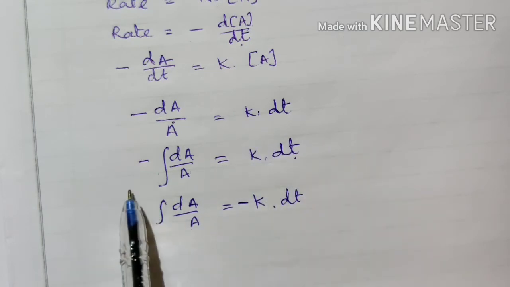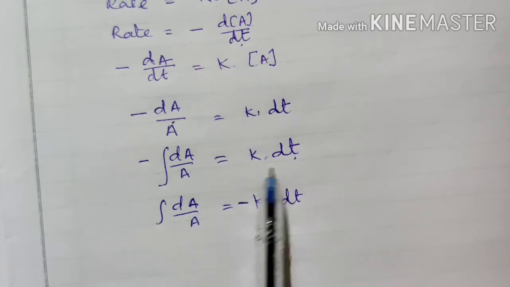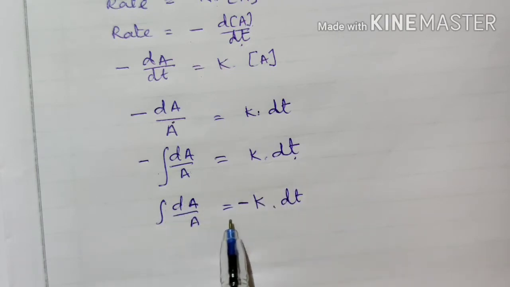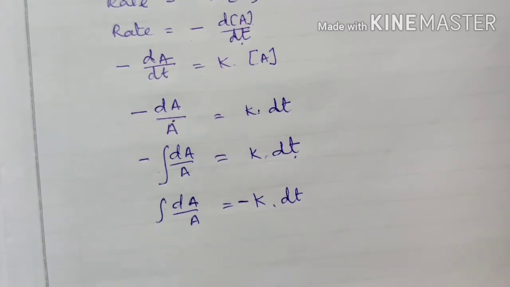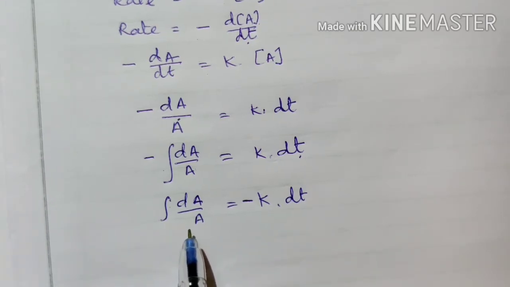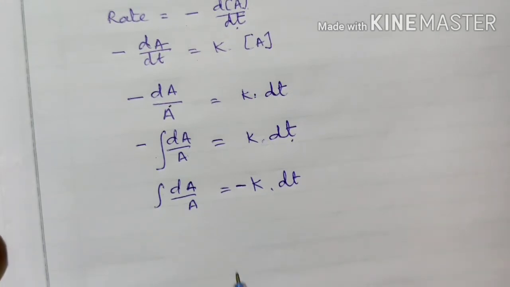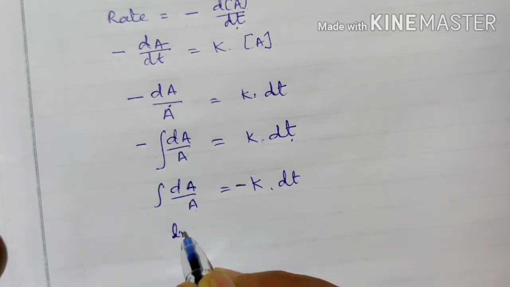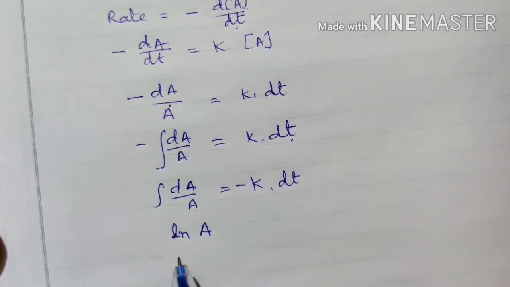Here the whole equation can be multiplied with the negative sign. Then you will get dA upon A is equal to minus k into dt. So you can write it in this way also. Now we have to do the integration. When you do the integration, the integral of dA upon A is equal to ln A, where ln A is the natural logarithm with the base e. So we can write log e of A, or log base e of A also.